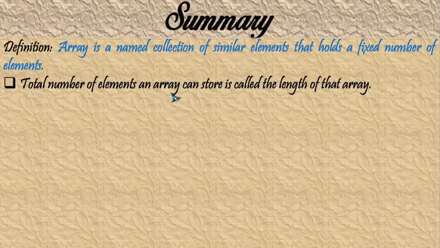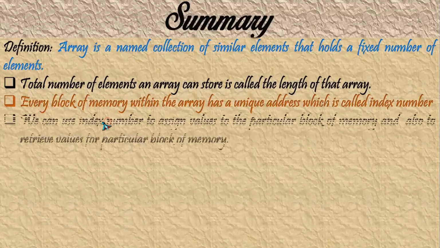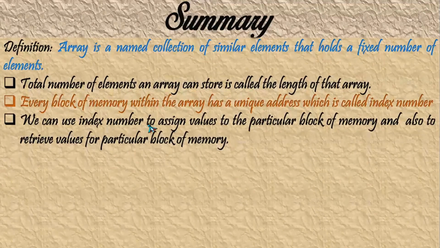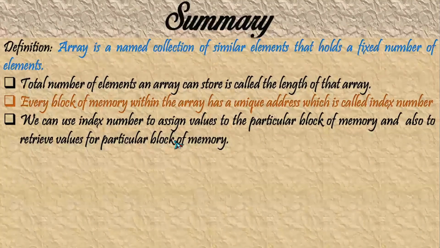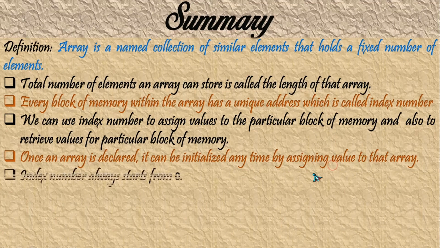The total number of elements an array can store is called the length of that array. Every block of memory within the array has a unique address which is called the index number. We can use the index number to assign values to a particular block of memory, and also retrieve the values for that particular block. Once an array is declared, it can be initialized any time by assigning values to that array. Index number always starts from 0.